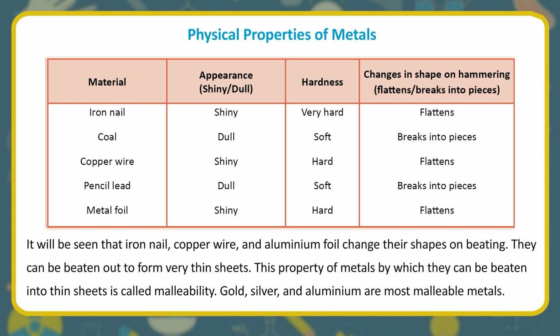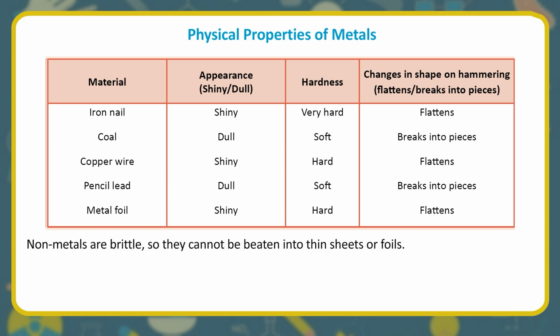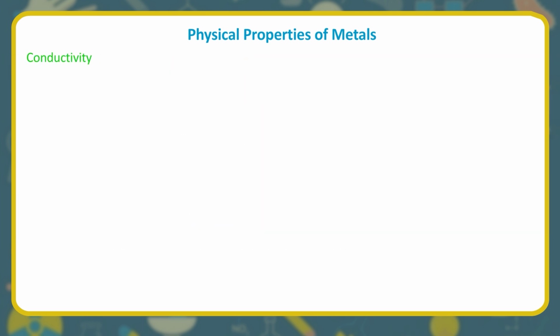It will be seen that iron nail, copper wire, and aluminium foil change their shapes on beating. They can be beaten out to form very thin sheets. This property of metals by which they can be beaten into thin sheets is called malleability. Gold, silver, and aluminium are the most malleable metals. Non-metals are brittle, so they cannot be beaten into thin sheets.